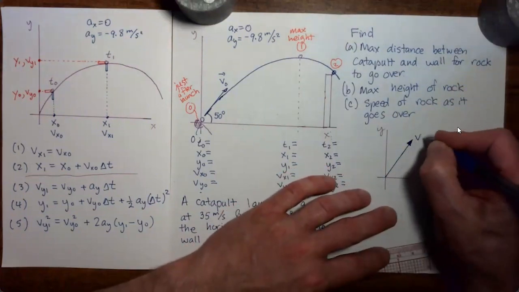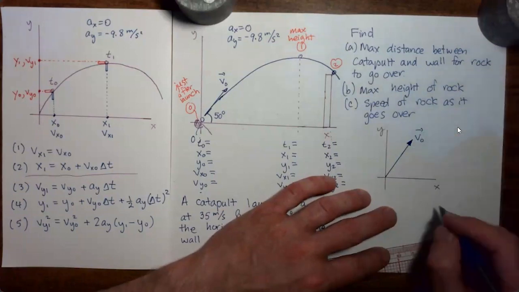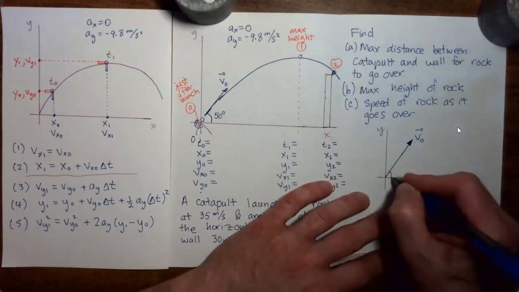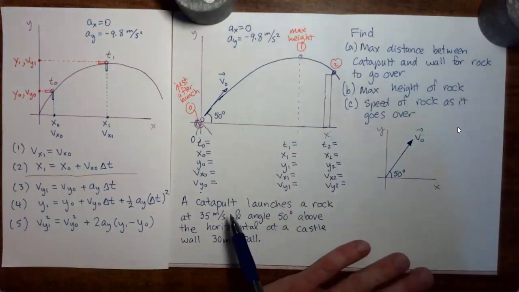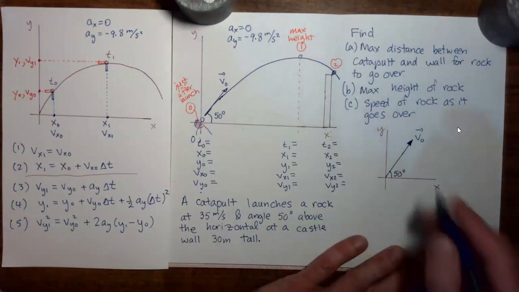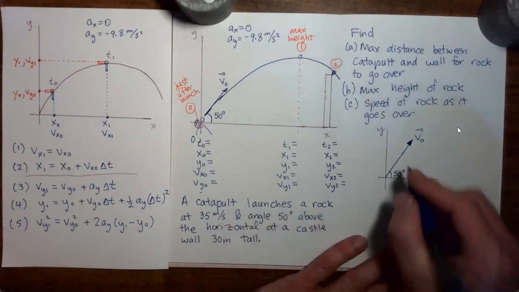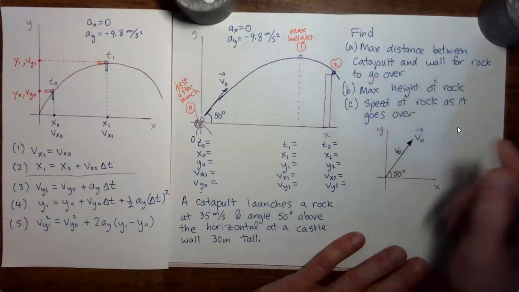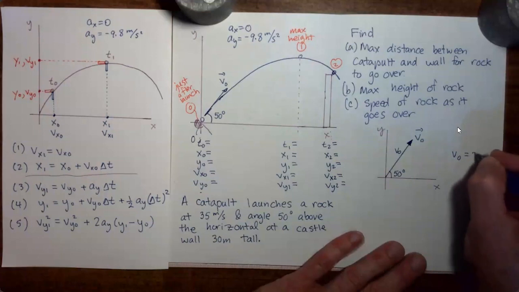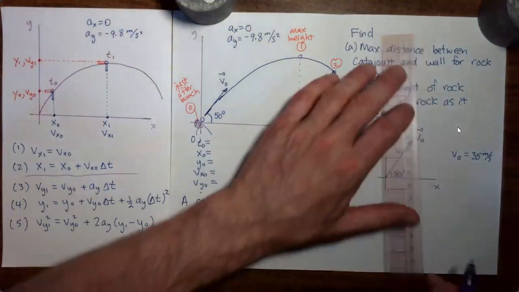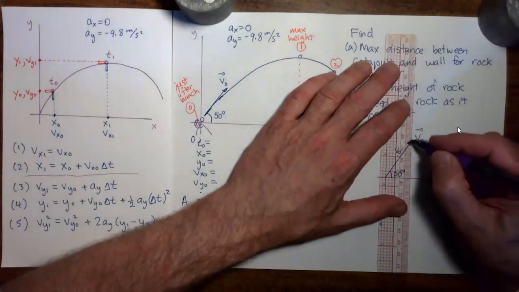Okay, so here's our initial velocity vector v0. It makes a 50-degree angle with the horizontal. The statement of the problem says that the launch speed is 35 meters per second. So this is giving us the magnitude of the velocity vector. So I'm going to put in v0 for the magnitude of the velocity vector, 35 meters per second. And now we can take components.